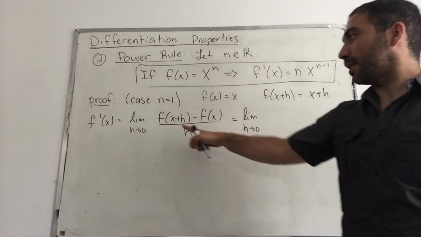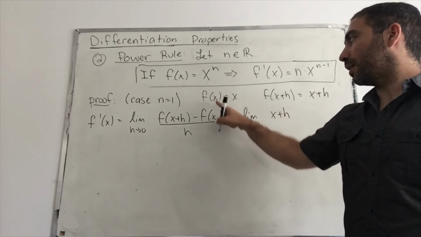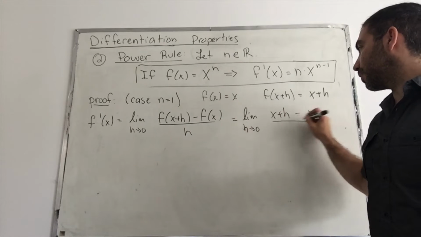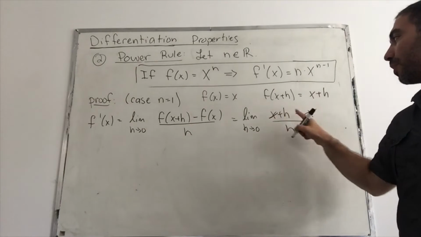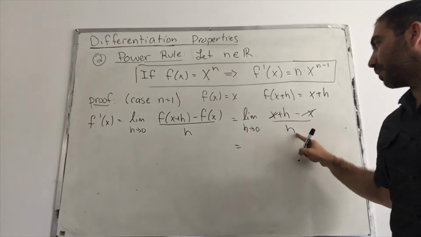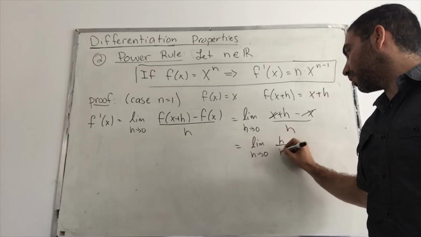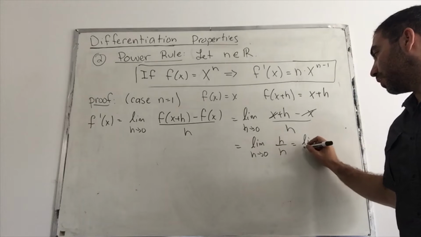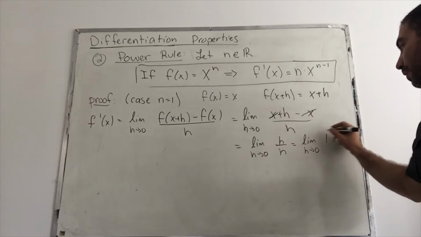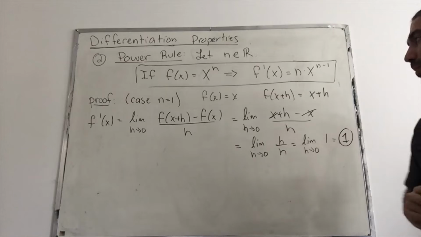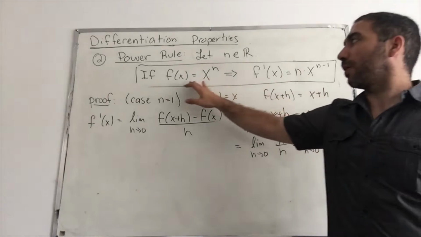So what we get here is f of x plus h is essentially just x plus h, and then f of x is just x, so minus x, all this over h. Notice that the x's cancel, same numbers, opposite sign, and what we're left with is h divided by h, which is just 1. So the limit as h goes to 0 of 1. There's no h in here, so as h goes to 0 it doesn't affect this value, so the answer is simply 1.